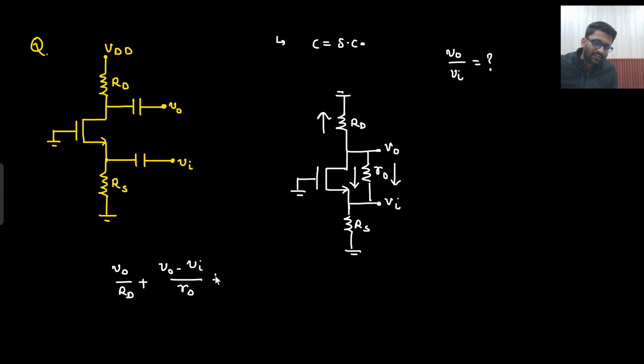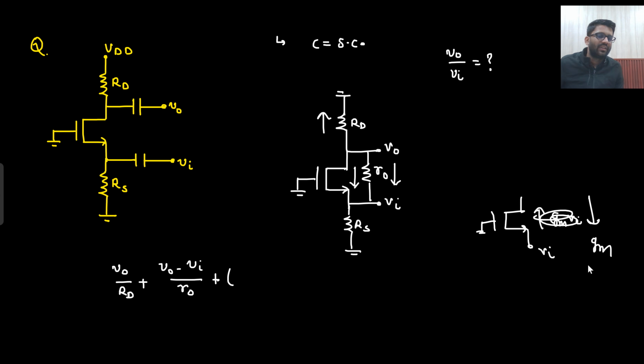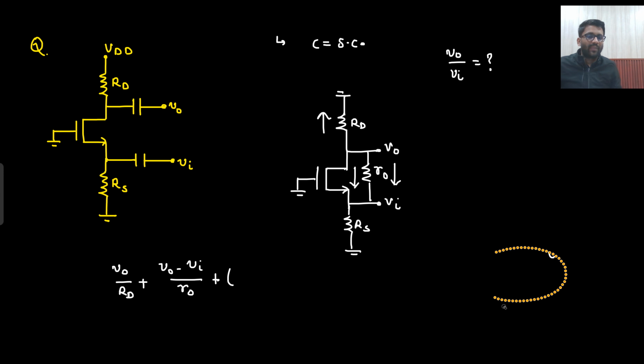What will be the current? The current will be minus gm Vin. This is your MOS, right? This is shorted and this is your Vin. So what will be the current in upward direction? gm Vin. So in the downward direction, the current will be minus gm Vin. Or if I write the current in downward direction, gm into 0 minus Vin, that would be minus gm Vin. So I am applying the nodal analysis, so plus minus gm Vin is equal to 0. This is what we are getting.